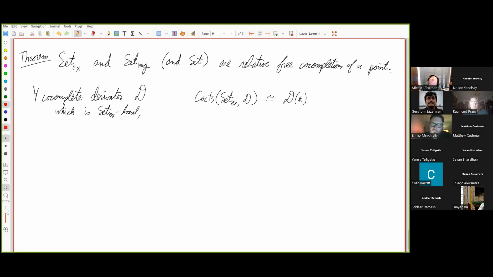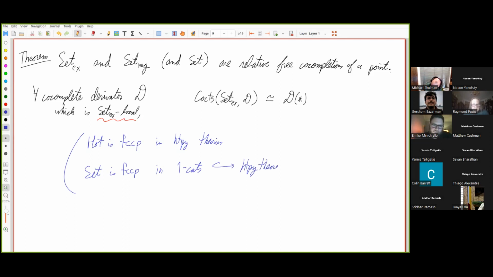And I didn't say what Set-local is, but the idea is that the category of homotopy types is a free co-completion of a point in homotopy theories or infinity categories. And the category Set classically is a free co-completion of a point in one-categories, but one-categories sit inside homotopy theories as the discrete objects, the locally discrete ones. They're like infinity categories where all the Hom spaces are discrete in some sense, classically. And so you can determine this subcategory based on knowing what Set is.